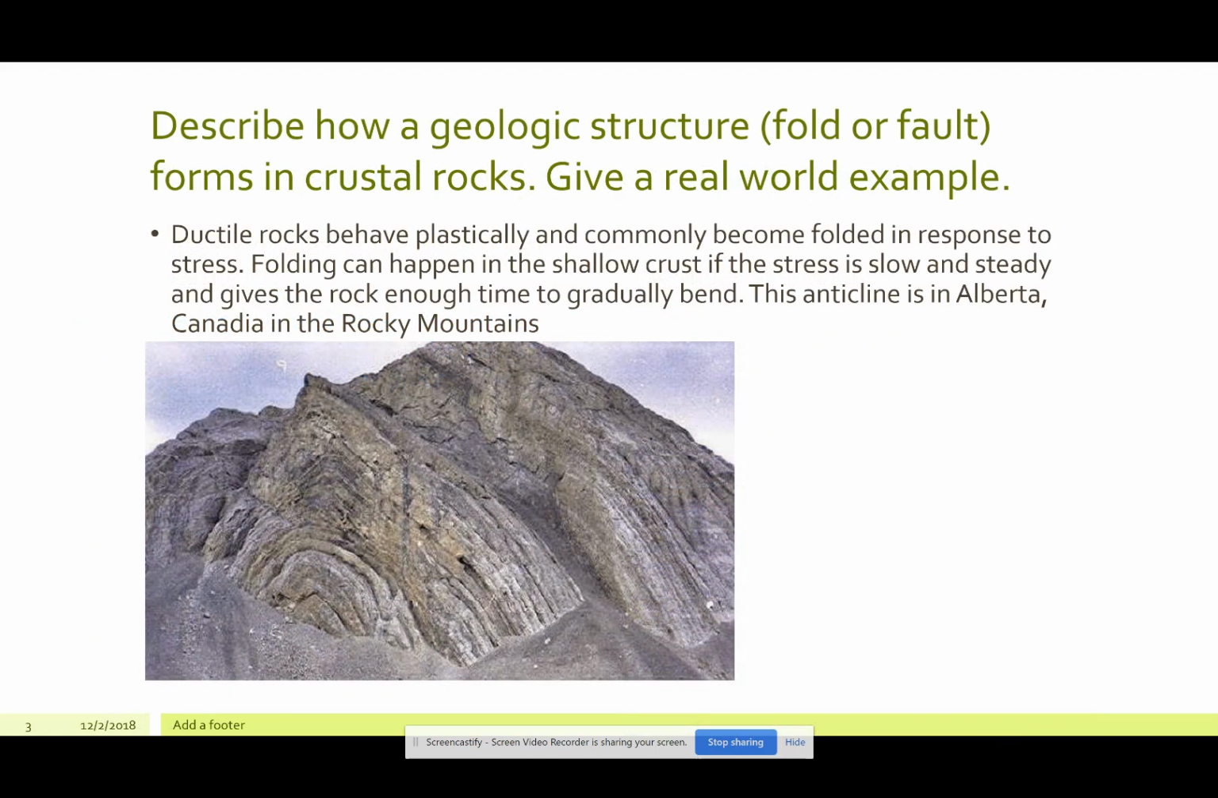Now, a geological structure called a fold forms in crustal rocks. Ductile rocks behave plastically and commonly become folded in response to stress. Folding can happen in the shallow crust if the stress is slow and steady and gives the rock enough time to gradually bend, as you can see here happening, and it just gets bigger and bigger the more stress that is applied. And this would be an anticline, which is located in Alberta, Canada, in the Rocky Mountains.